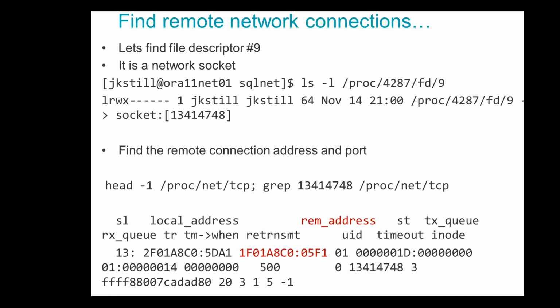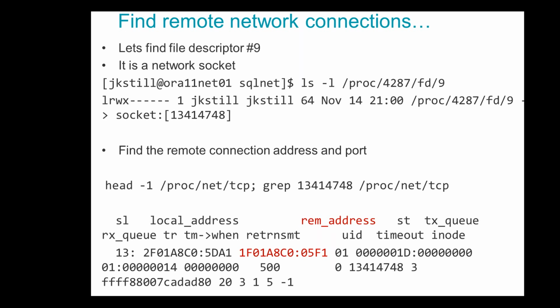In this case, it is a network socket. And we can see the socket ID there found by looking at the proc file system. So let's find out what that remote connection is. So I use head -1 here on /proc/net/tcp. That is simply to get the headings for the data. And then I look for that socket ID in grep /proc/net/tcp.